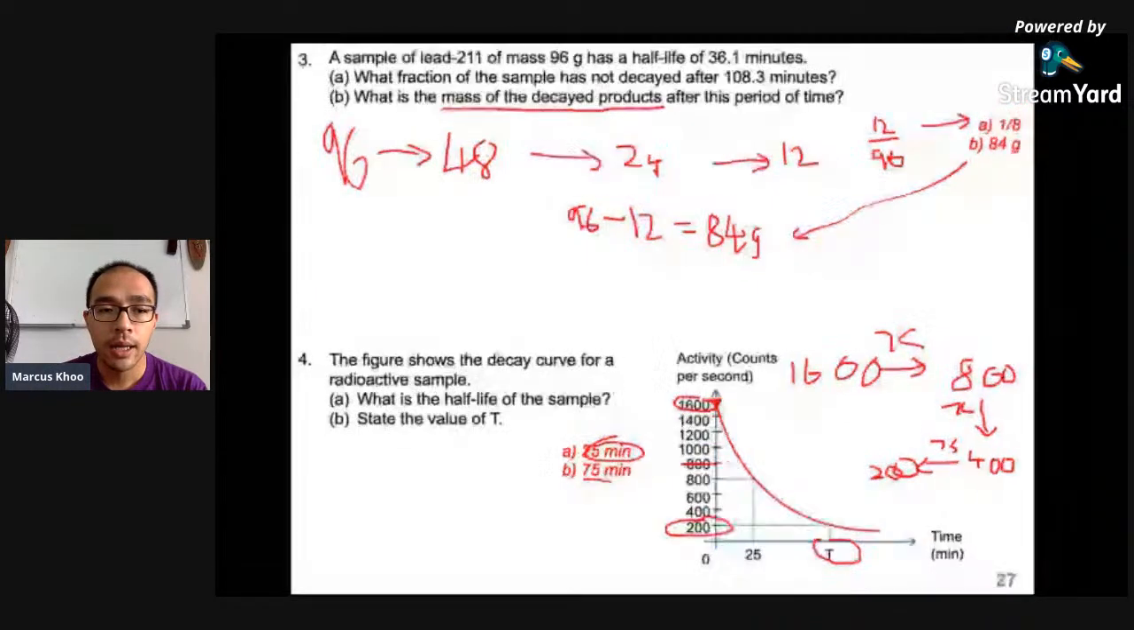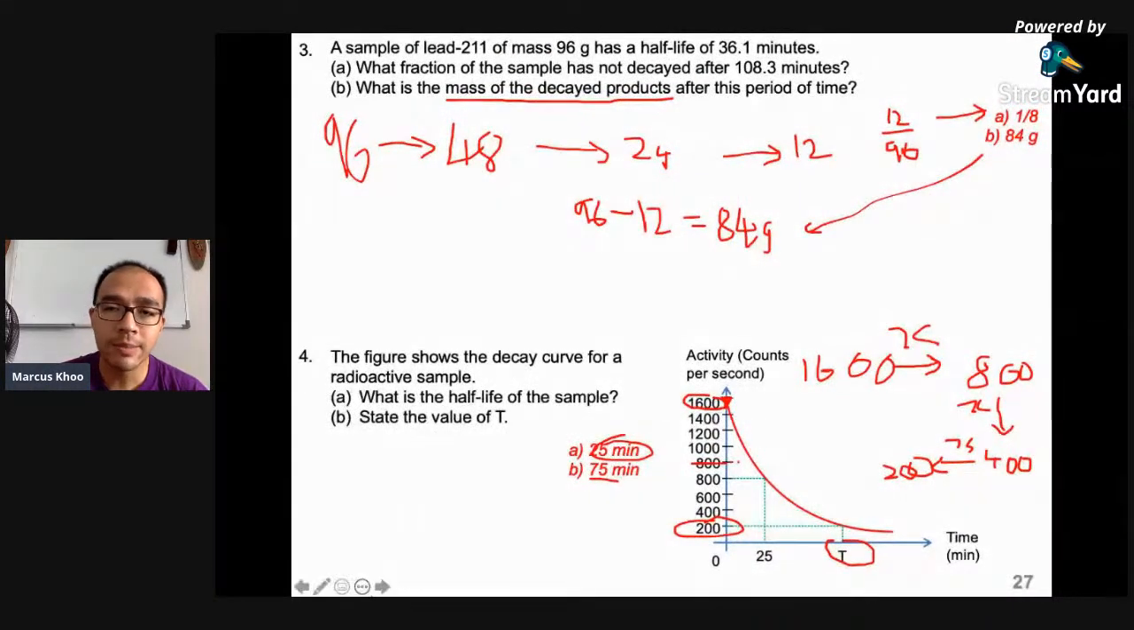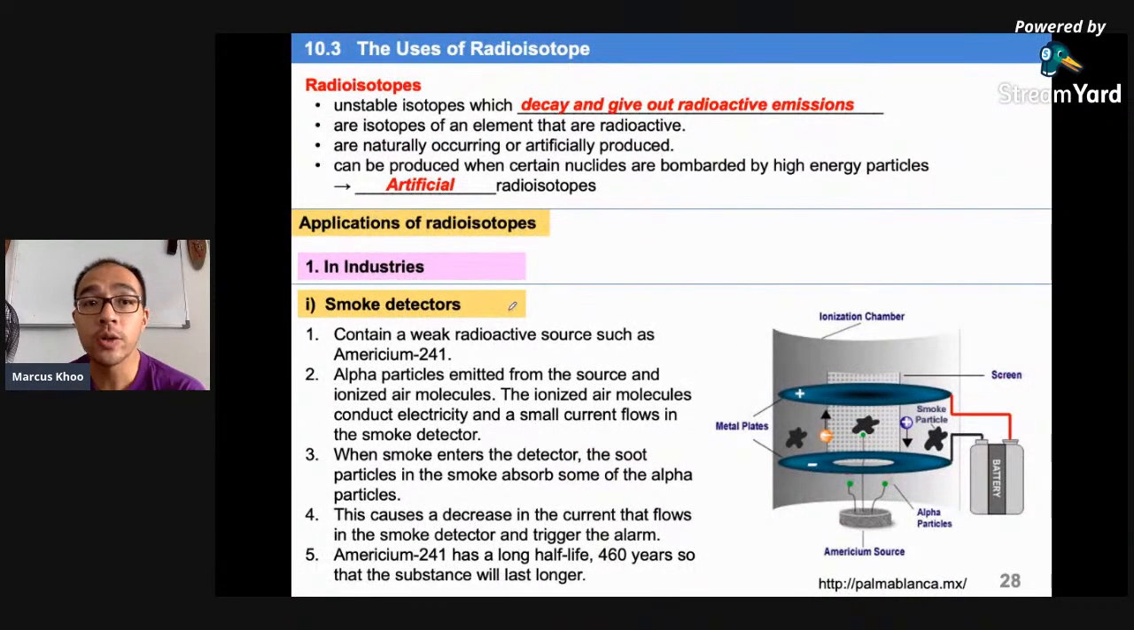Let's go on to the last part. This last part is mostly just talking, but I want to cover this because it's a very simple subtopic. This last part is the uses of radioisotopes. But in order for us to remember this, we need to talk about what isotopes are first.